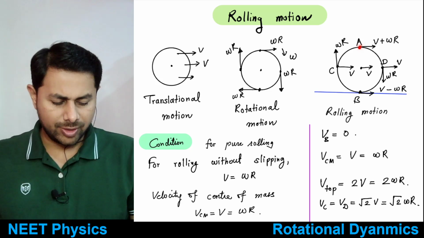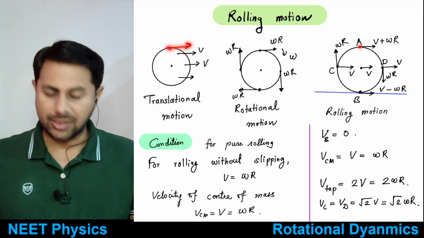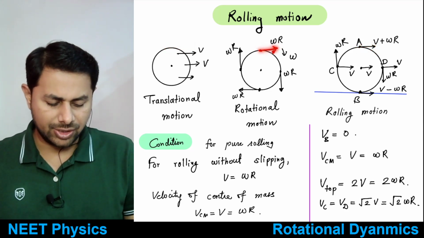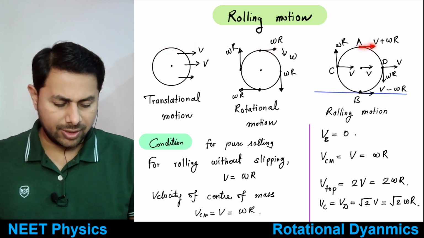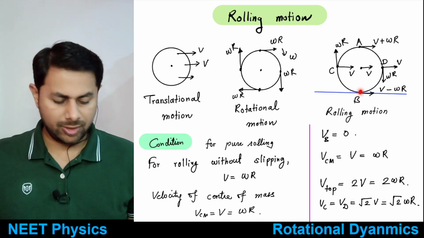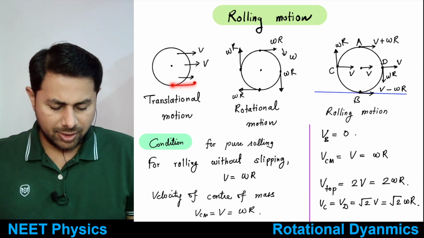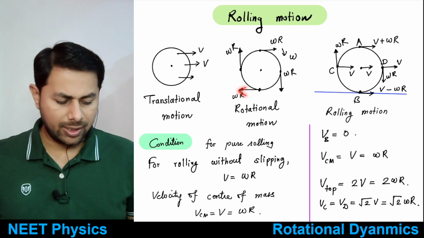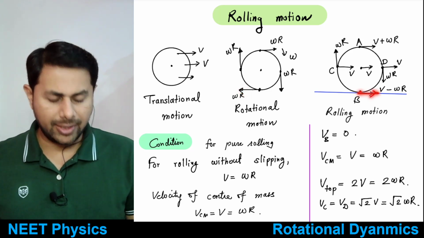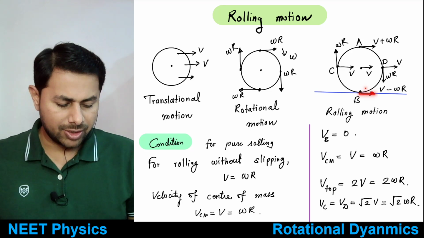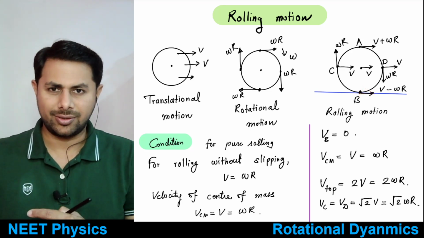So velocity of this point would be equal to v, the translational velocity, plus omega times r, the tangential velocity at this point. So it is equal to v plus omega r. Then velocity of this point: its linear velocity was v and rotational velocity at this point is omega r, then it is v minus omega r, because linear velocity and rotational velocity are in opposite directions, right?